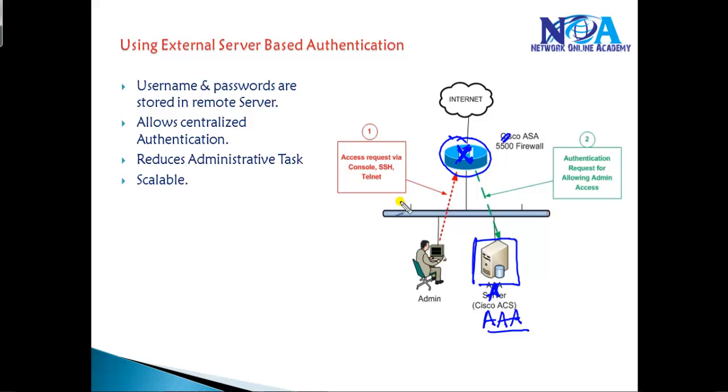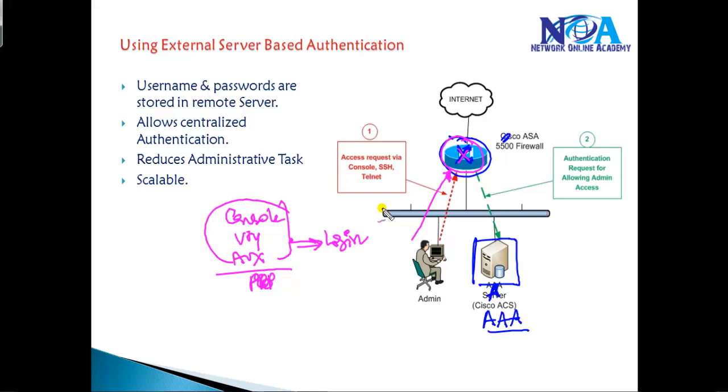So if any user is going to try to log into any specific device, it can be login via console line, or it can be via VTY line, or it can be auxiliary line. Even you can use it for PPP also. If any user tries to log into any device or wants to access the device, in this scenario we are going to discuss only about login authentications.